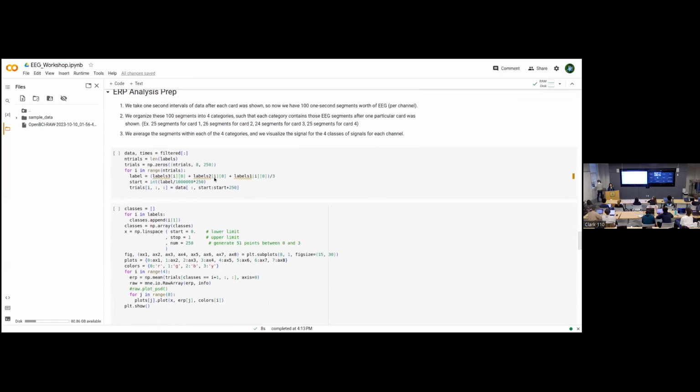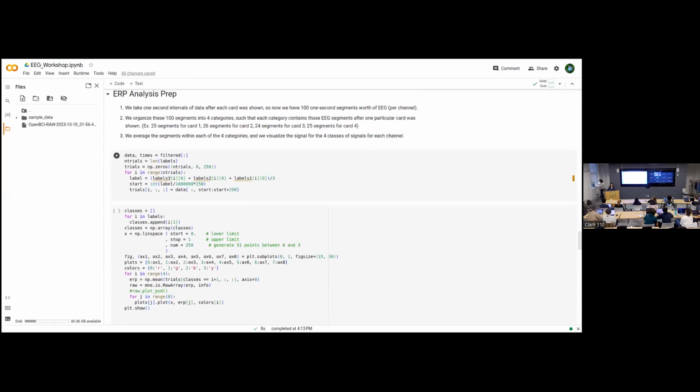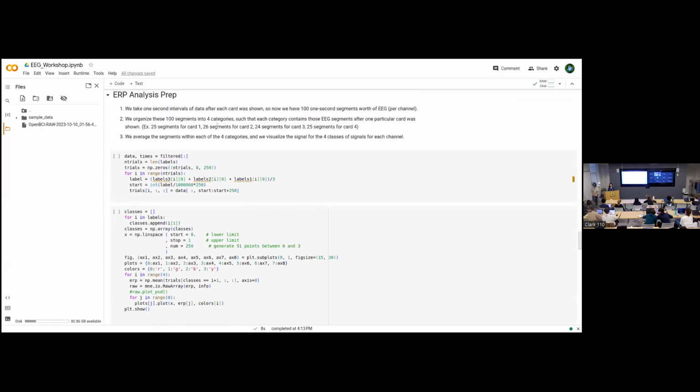And so I'm going to move on to ERP analysis prep. So this is not exactly the event-related potential analysis yet, but it is preparing for that. And there's also another pre-processing step that's kind of involved with this. I'll talk about it. But now we have this continuous streaming of EEG data in all 8 channels. It actually goes on for about a minute and a half.